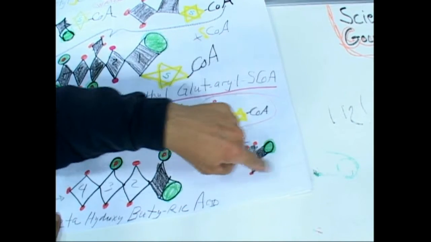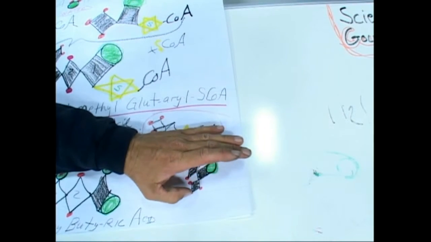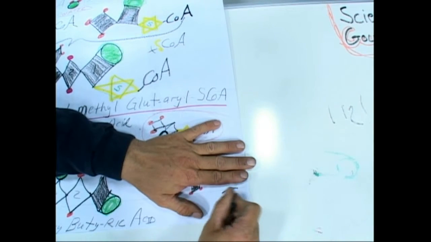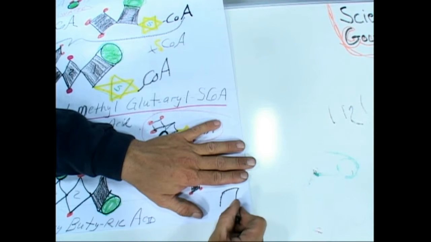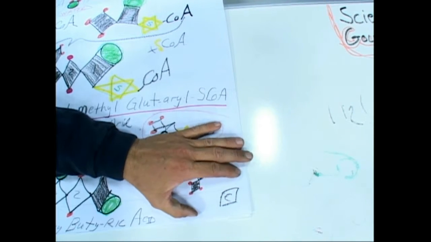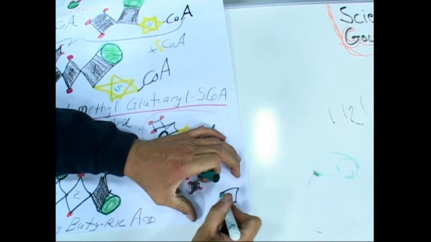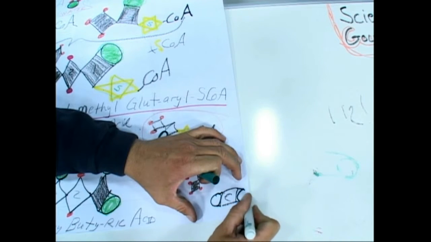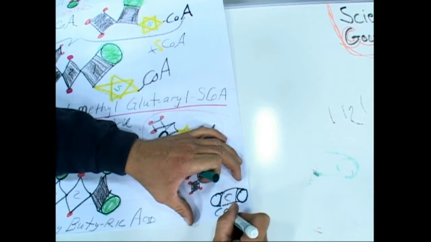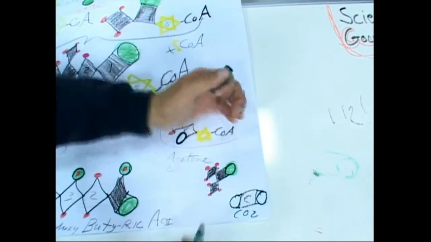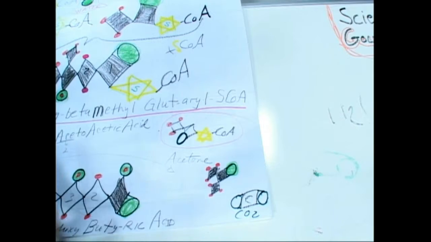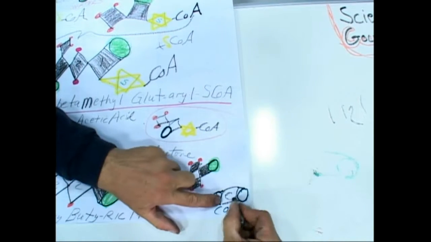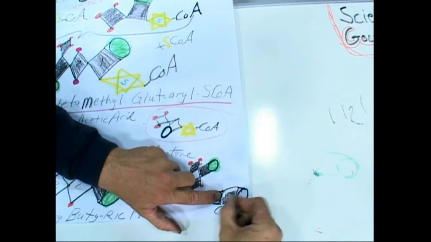So if you go that way, what it'll give off is CO2 also. So here's your C, your O2s. CO2, acetone. Color in the carbon.